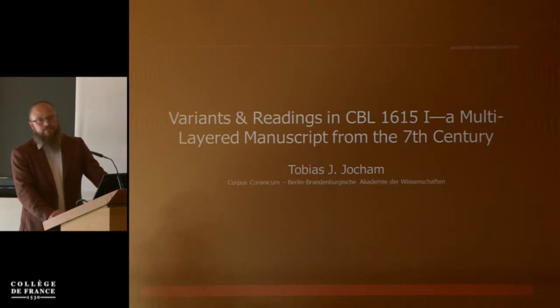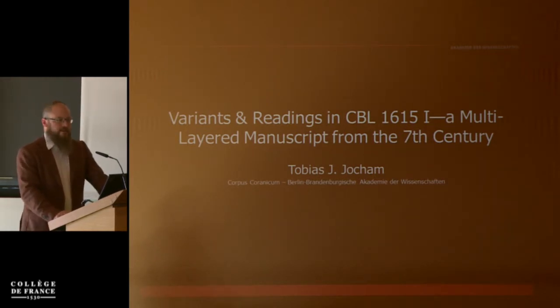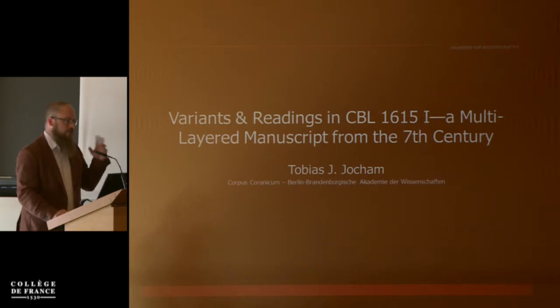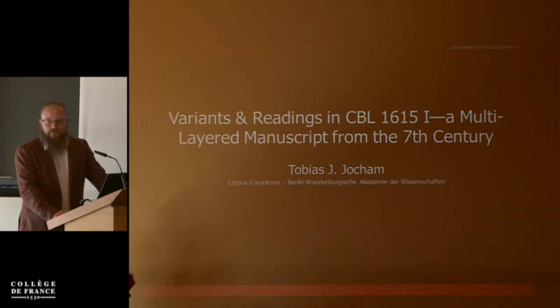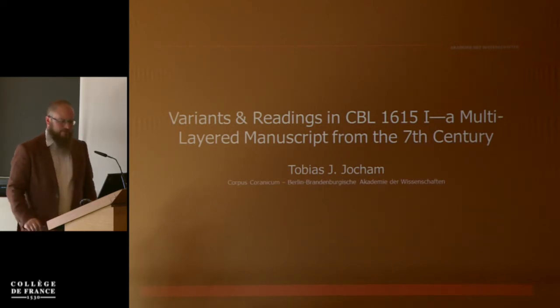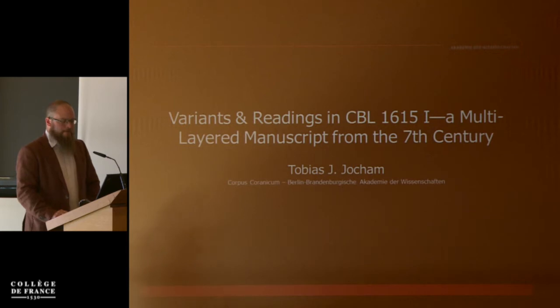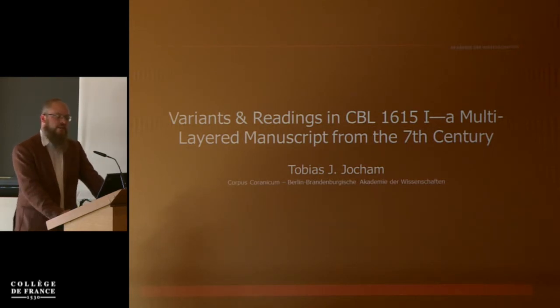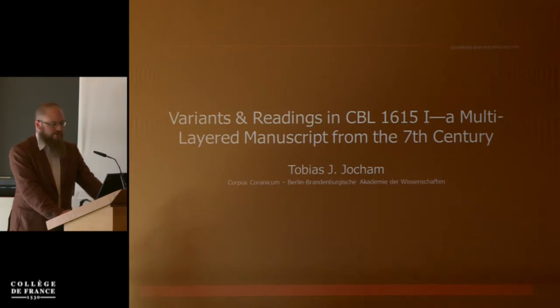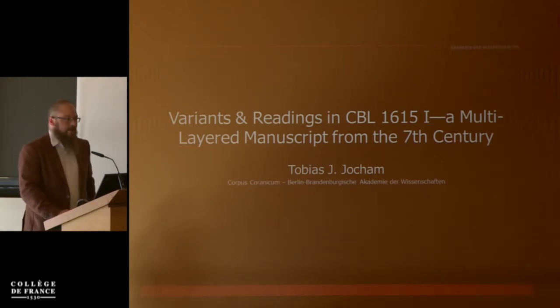I didn't really look at the program, but I noticed that it was wrong. It says variant readings somewhere in the title. And in general, if anybody is looking for a long list of qira'at that I could have found in this manuscript, I'm very sorry, you won't get a long list. I will just drop 2 examples and that's it. So it's more about the general and overall features of not only the main signature, which is Chester Beatty Library 1615 Roman 1, and its adjoining fragments.